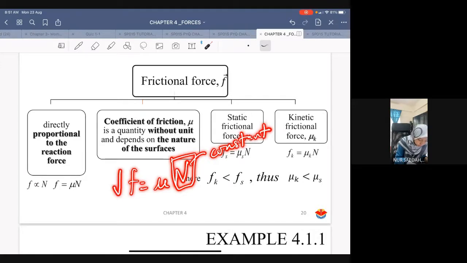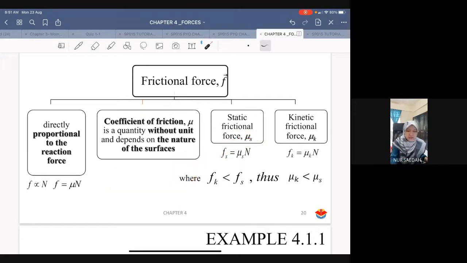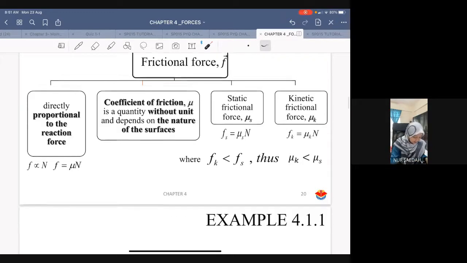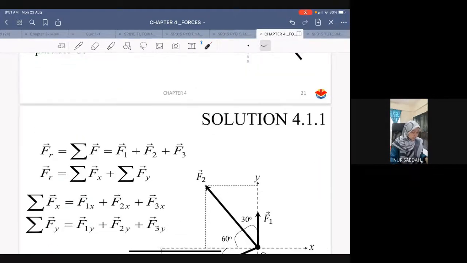Bila F kita kurang, mu pun akan berkurang. It is directly proportional with mu. Since Fk is less than Fs, thus mu k is less than mu s juga. Directly proportional lah between F and mu. Okay, boleh? Habis dah? Untuk the first subtopic. Okay ke?